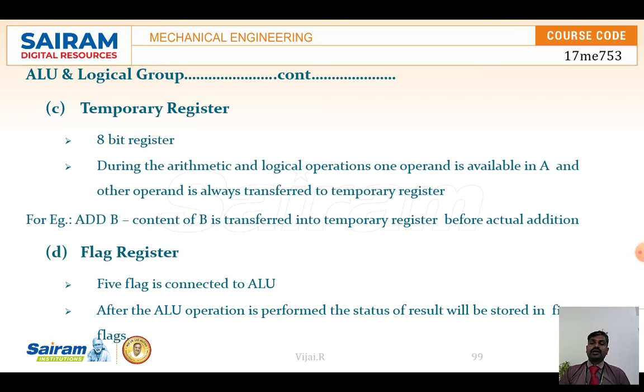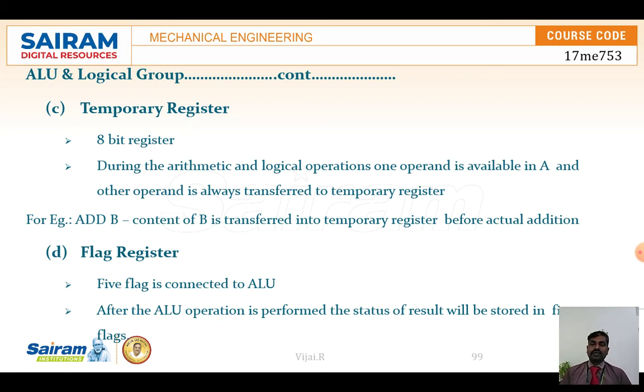And there are some temporary registers in this logical group. So the ALU group is the one where we have some temporary registers. Whatever information is to be processed should be stored somewhere else during the processing, and then it will be brought back after the results. So these are the temporary registers we have seen, and the flag register. Now we are going to see about the flag register.